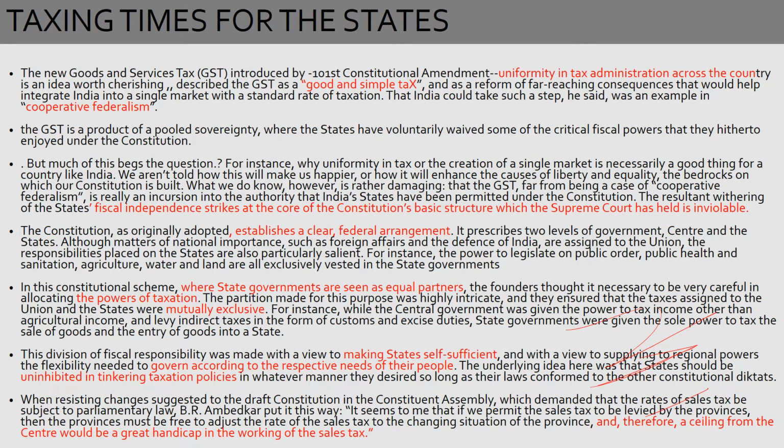It says that GST was introduced by the 101st Constitutional Amendment Act. It will bring in uniformity in tax administration across the country, and it happens to be an idea worth cherishing. Plus, it describes GST as a good and simple tax, and it has many consequences to integrate India into a single market. So these are the characteristics which the article tries to bring in. And the important point to be noted with respect to this article is that it says this GST will bring in cooperative federalism.